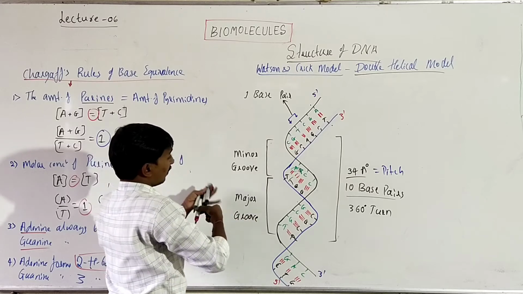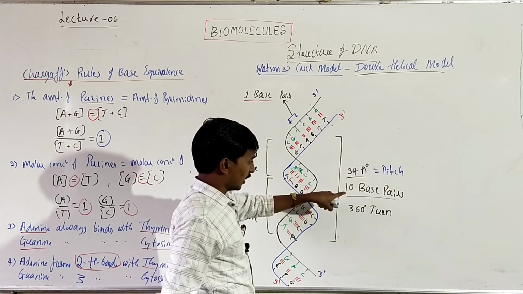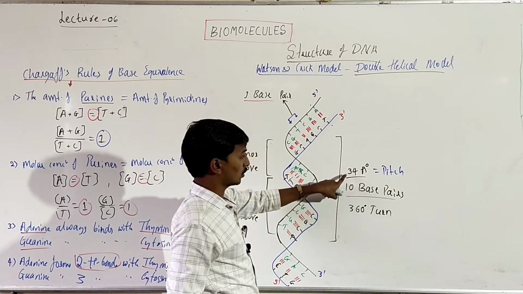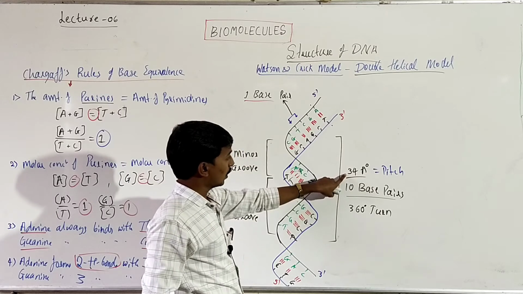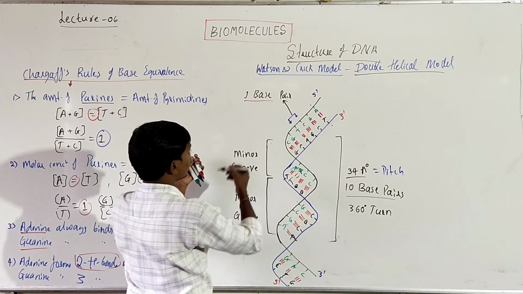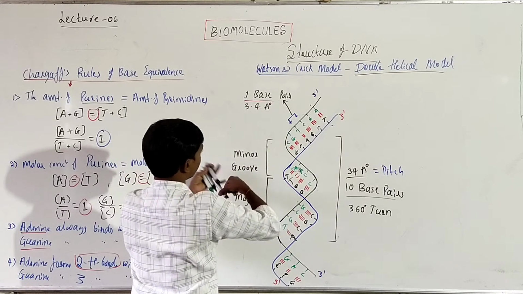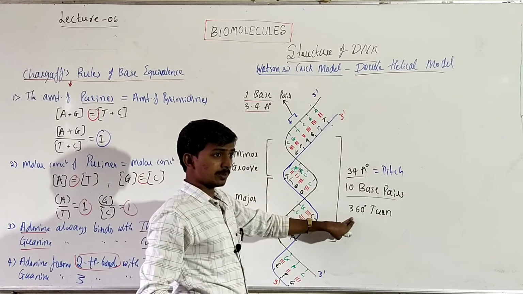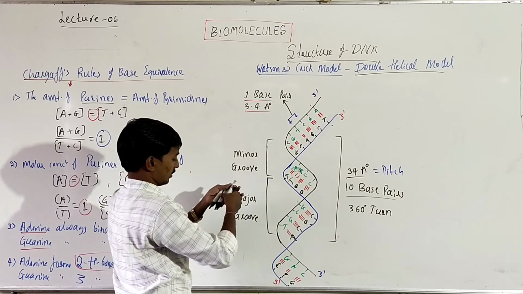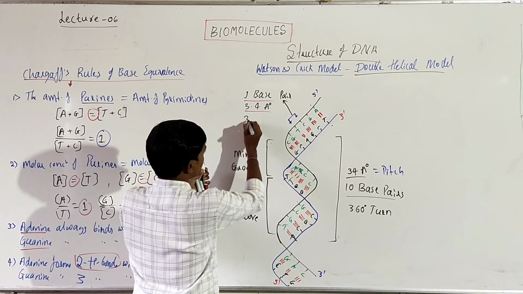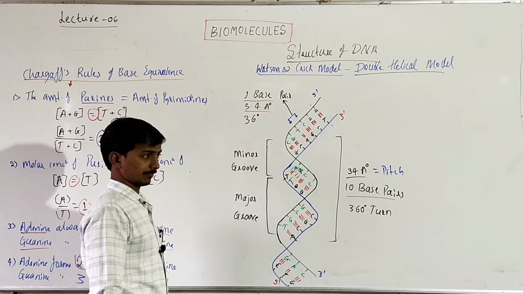And so here when 10 base pairs cover about 34 angstrom, one should be 3.4 angstrom, right? 3.4 angstrom. And similarly, the angle must be 36 degree.